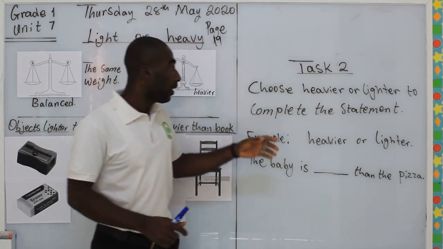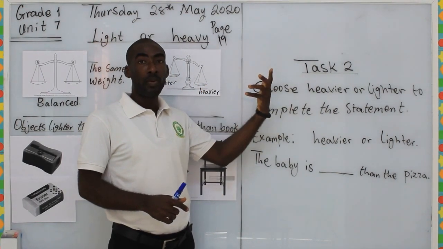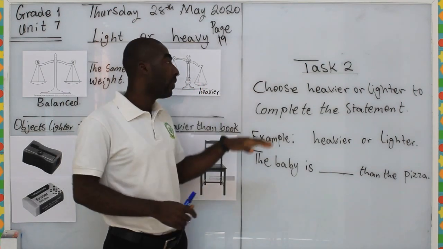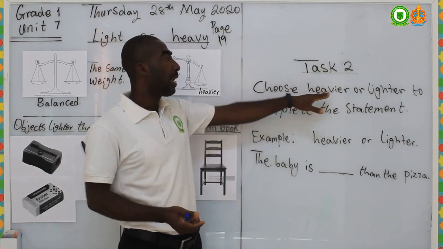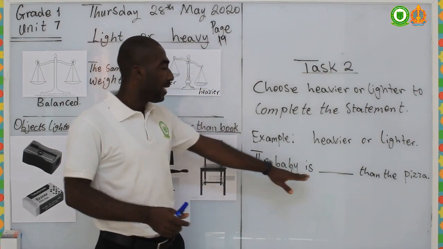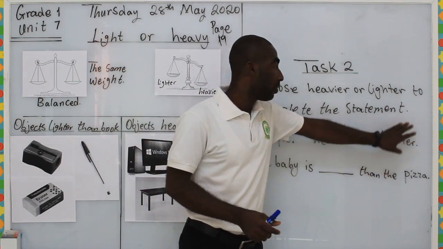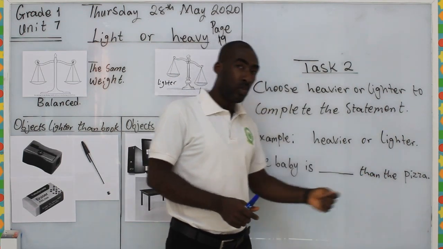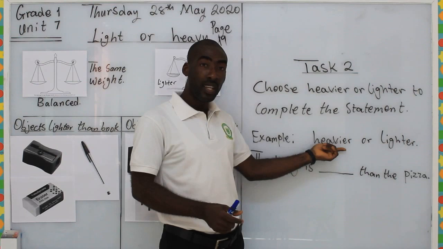Very good. So we now move to our second activity for this lesson, which is task 2. And what are we going to do at task 2? Task 2, what we're going to do is that we're going to choose the word heavier or lighter to complete a statement. So we have a statement that shows other pictures as well. So you use heavier or lighter to complete the statement. Example, we have the baby is blank than the pizza. So the two words are heavier or lighter. And the statement is the baby is blank than the pizza. So what do you think is the correct word that we can put here so that our statement will be complete? Is it heavier or lighter?